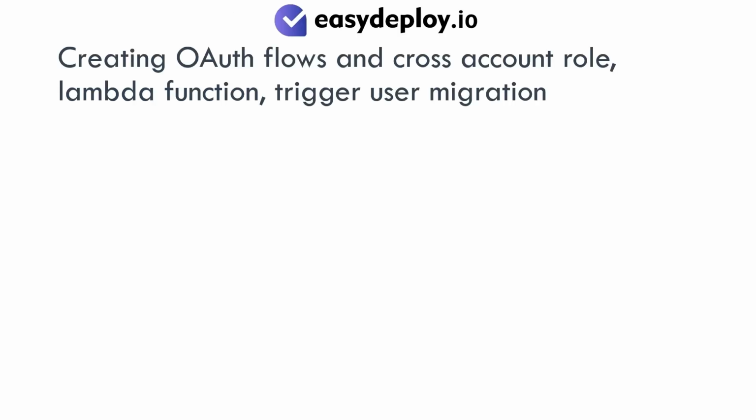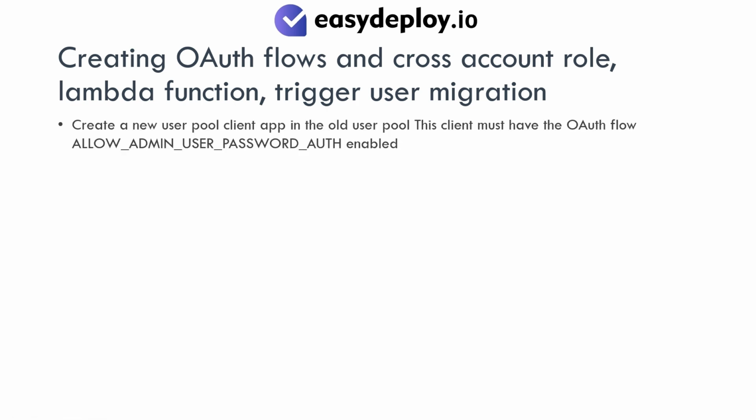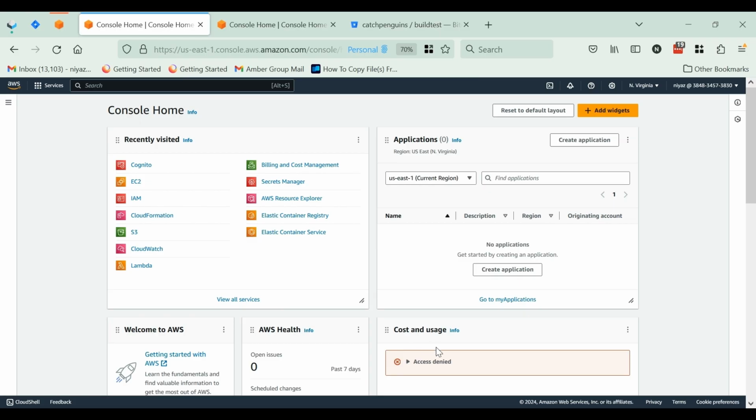Creating OAuth flows and cross-account role, Lambda function, trigger user migration. Creating a new user pool client app in the old user pool. This client must have the OAuth flow allow admin user password auth enabled. Now log into the AWS account of the existing user pool, which we refer to as the source account. Navigate to the Cognito service.